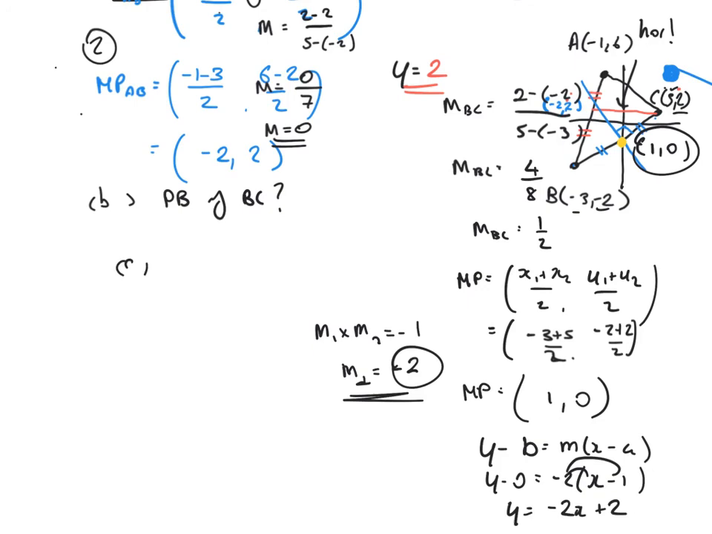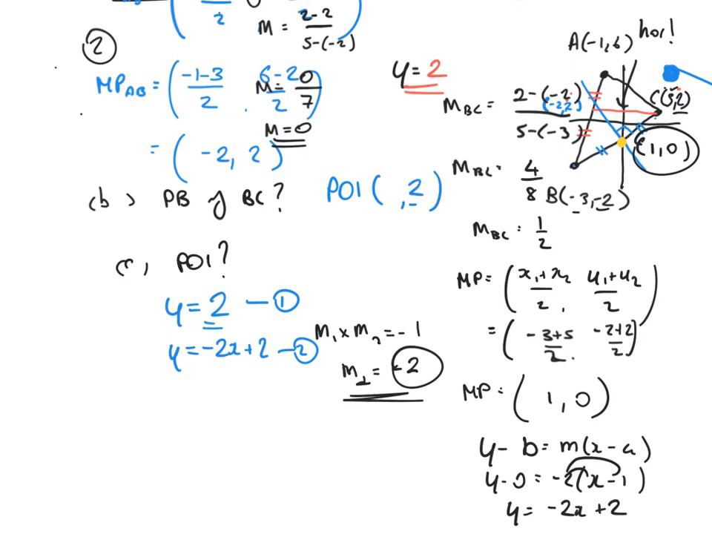Okay, part C is find the point of intersection of both lines. So it's going to be simultaneous equations again. The first equation was the equation of the median, and that was simply y equals 2. The second one was the equation of the perpendicular bisector, and that was y equals -2x plus 2. I'm now going to use substitution for that. I already know that the y coordinate of the point of intersection is definitely going to be 2. So I need to find the x coordinate. I'm going to sub y equals 2 into equation 2. So where I see y, I replace it with 2. 2 equals -2x plus 2.